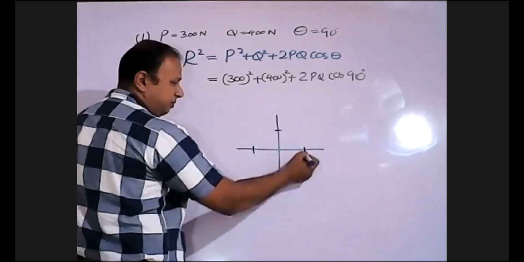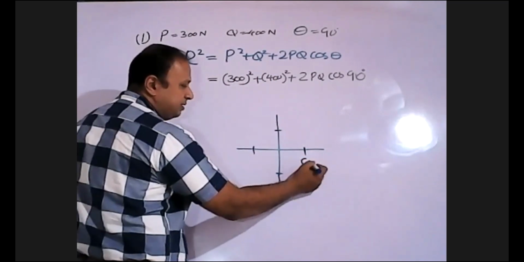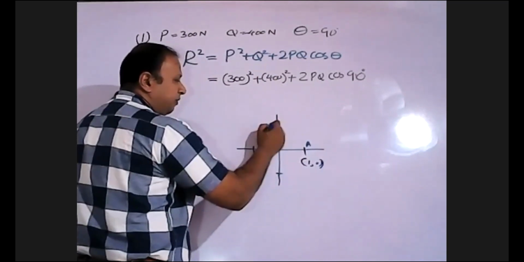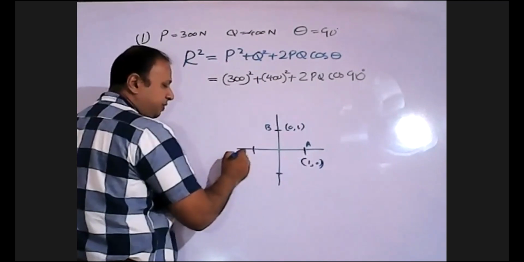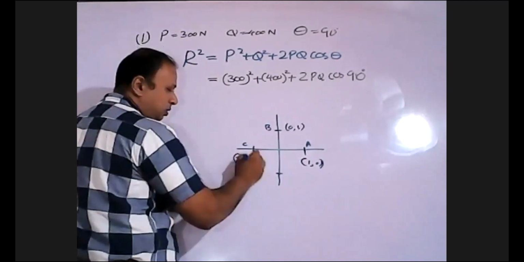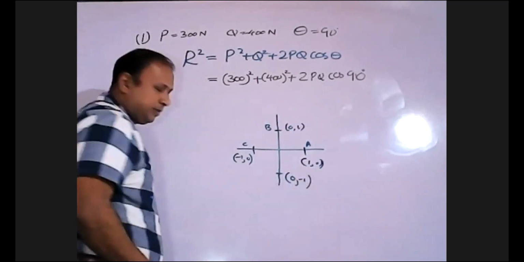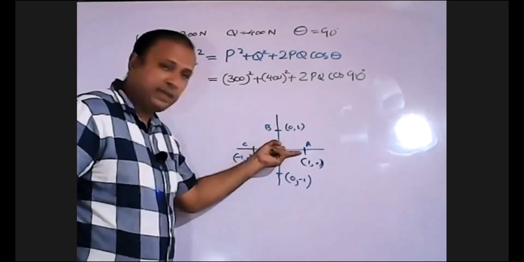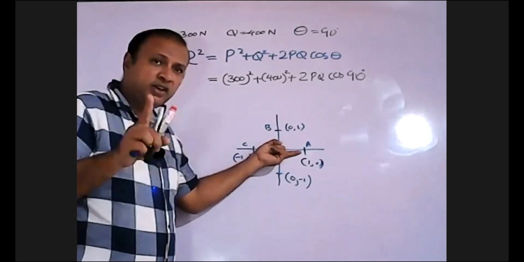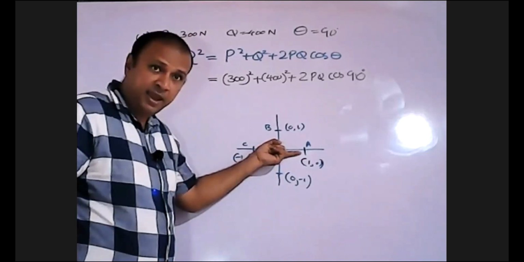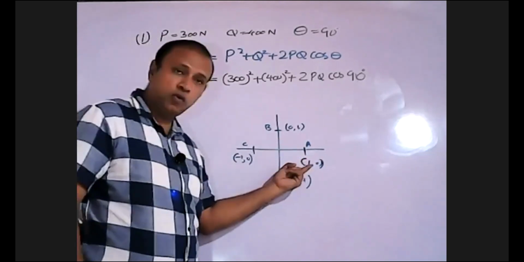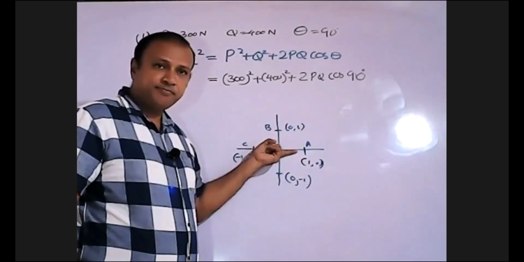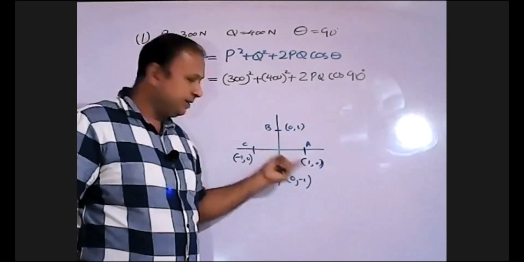Take these 4 points. The Cartesian coordinate of this point A is 1, 0. The Cartesian point of point B is 0, 1. This one is minus 1, 0. This one is 0, minus 1. Therefore, for any angle related to point A, the x coordinate is 1 and the y coordinate is 0. That means the cos value is 1 and the sin value is 0.